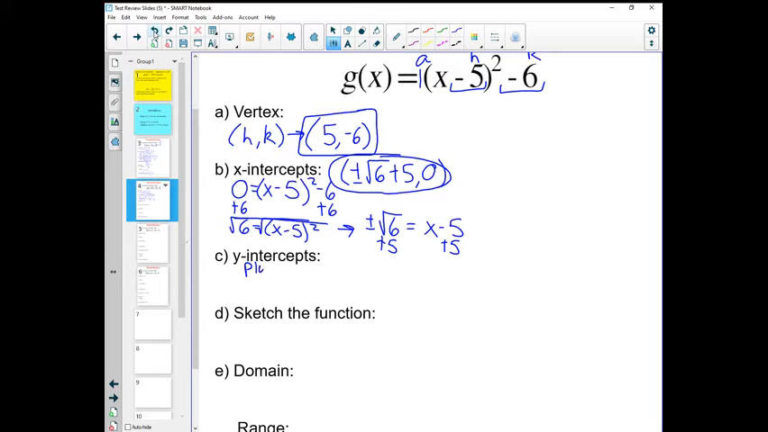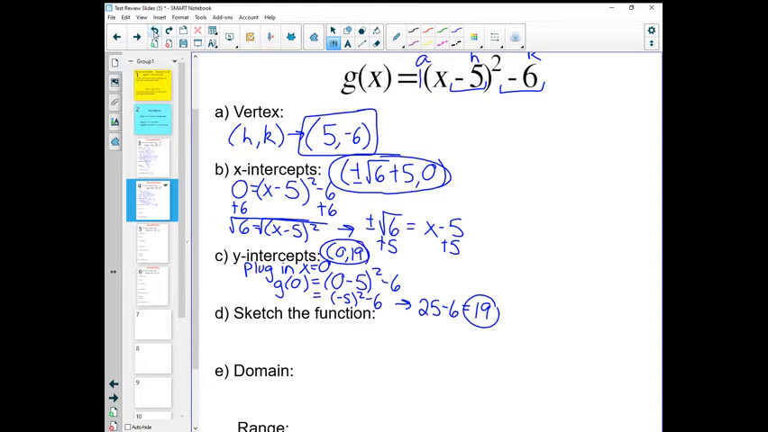To find the y-intercept, we're going to plug in 0 for the x. So g of 0 equals 0 minus 5 squared minus 6. Now we can simplify that. 0 minus 5 is -5, and -5 squared is 25. Minus 6 is 19. Written as an ordered pair, the x was 0. When we evaluated at 0, we got 19 for the output. So 0, 19 is the y-intercept.